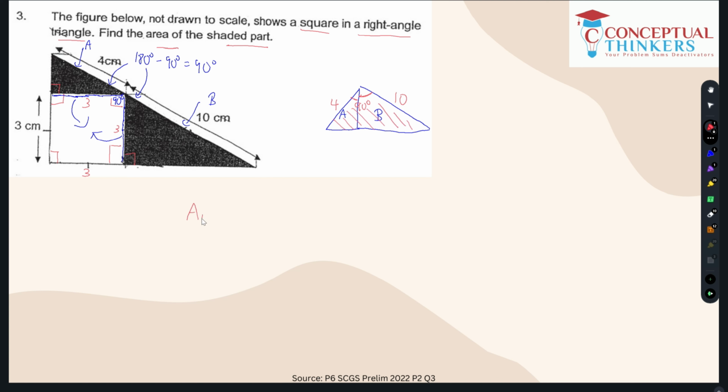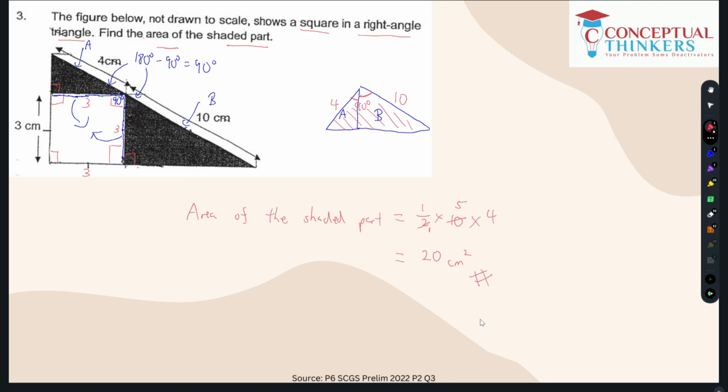The area of the shaded part is basically using the area of triangle formula, half times base. For this case, I will use 10 cm as the base, then I multiply by the perpendicular height. This is 90 degrees, that's why this will be the perpendicular height, 4. Then we can cancel common factors. We're going to get 20 cm squared. This will be the answer.